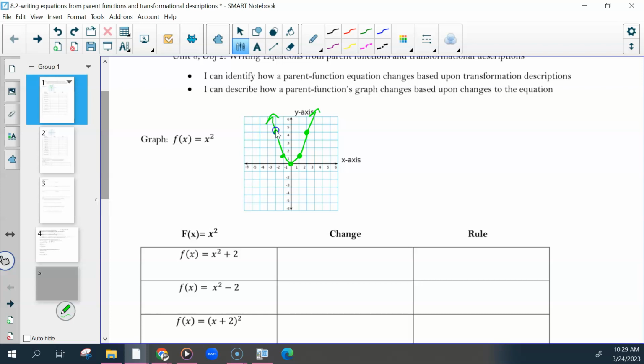So this is what's called the parent function. If nothing happens to it, there's nothing added to it, nothing else with the function, this is what it will look like every single time. So we're going to do things to it and see what happens compared to the original.